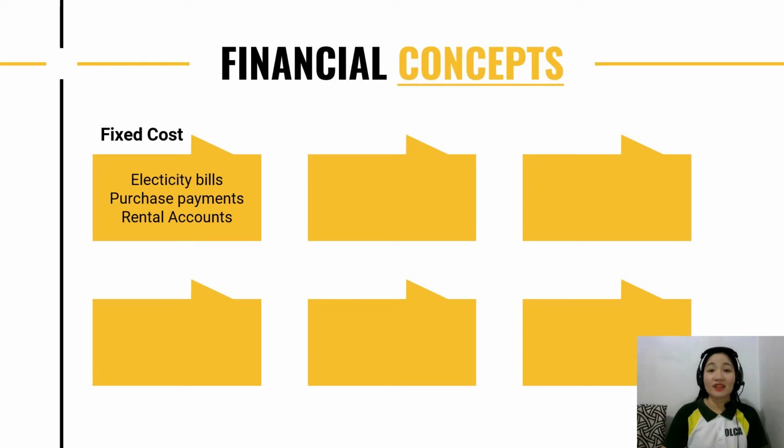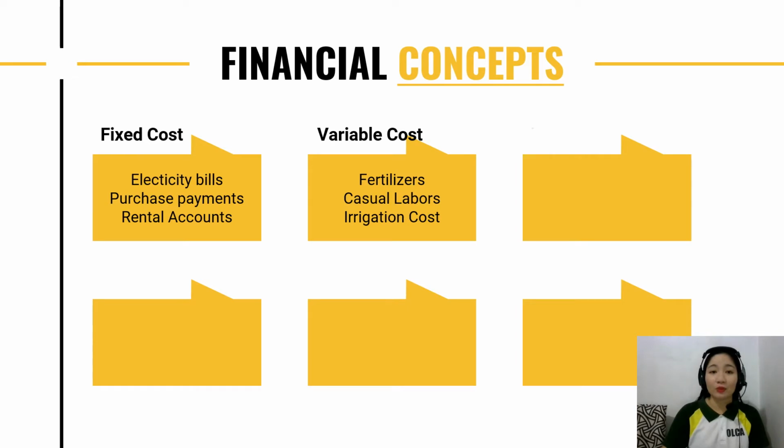The second one is the variable costs. Variable costs are costs that are needed for production and will only be incurred when production takes place. The examples of variable costs are fertilizers, casual labor, and irrigation costs. The third one is the indirect costs. These are the costs that are essential for the daily running of a business. They are also known as overheads or fixed costs.